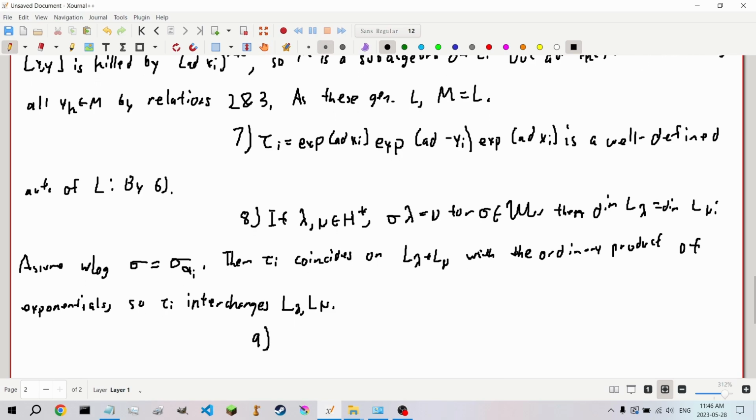Step 9 is that the dimension of each L alpha i, for alpha i being an element of our base, of course, as before, is 1. While on the other hand, L of k alpha i is 0 for k not being -1, 0, or 1.